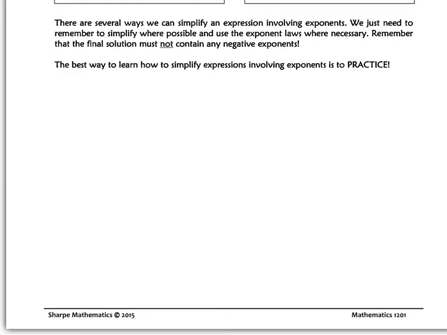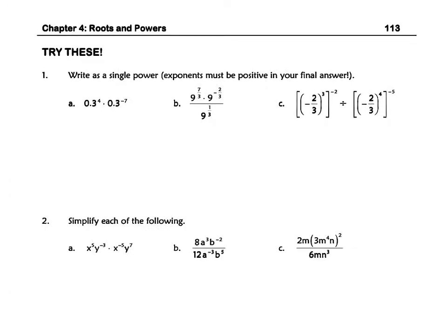Okay, so this page just has a few sample questions. The first one here we have is 2 power terms being multiplied, and they both have the same base. So you can use your rule of adding the exponents. So 0.3 to the power of 4 plus negative 7, which would be 0.3 to the power of negative 3.